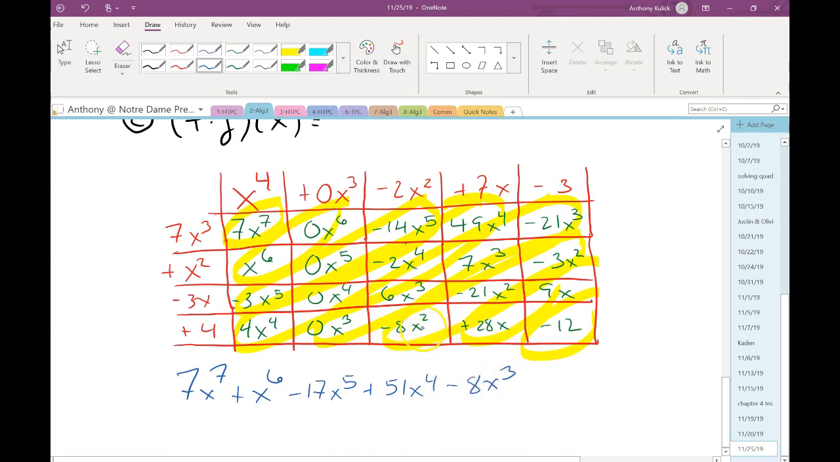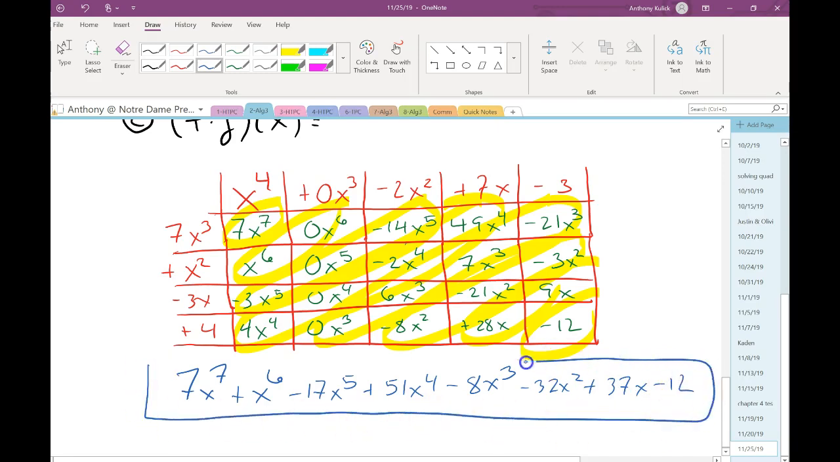Then if I look along the x squareds, I have negative 8, negative 21, and negative 3. What's that? Negative 32. And then if I look at the x's, I have 28 and 9, which is 37. And then the constants are just negative 12. So there's my answer. Everybody okay with that?